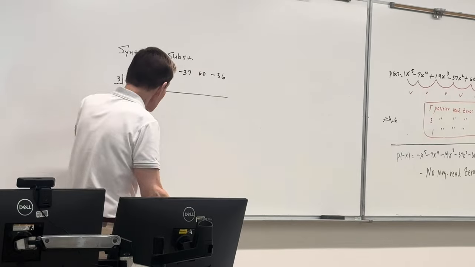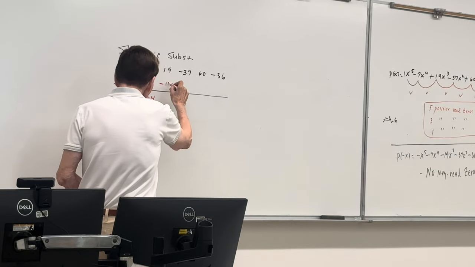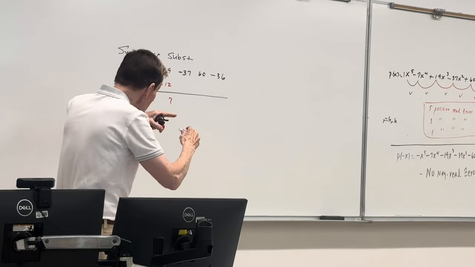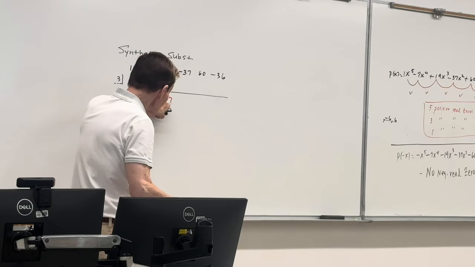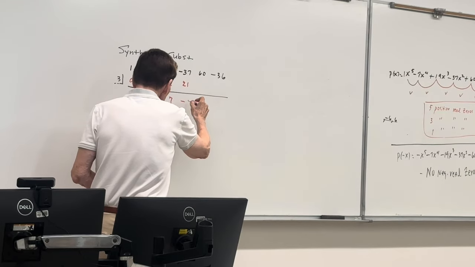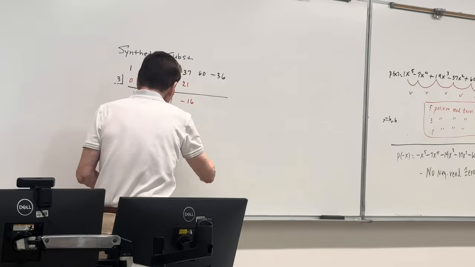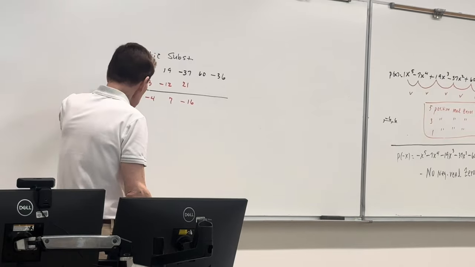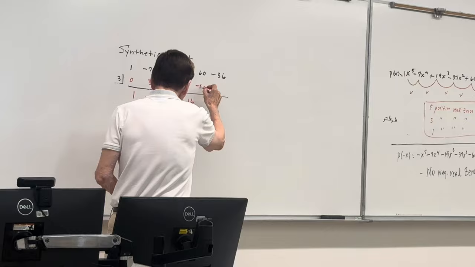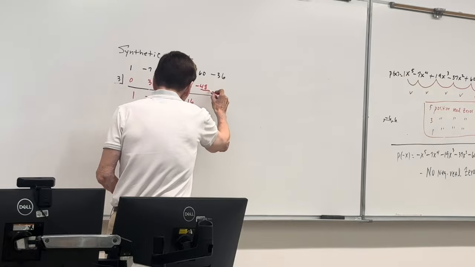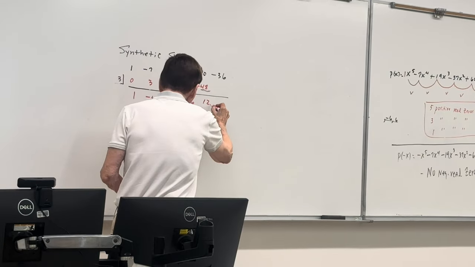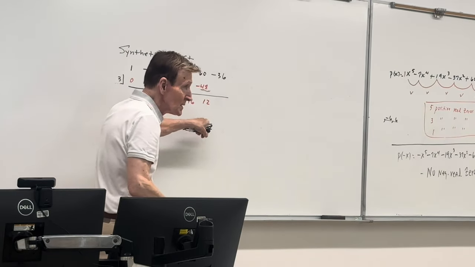To see what goes underneath the third one in this synthetic, you multiply 3 times a negative 4. That gives me a negative 12. You got 7 now. To see what goes underneath the negative 37, 3 times 7, 21. Add them up, negative 16. Okay. 3 times a negative 16, negative 48, that goes here. Add them up, you get 12. 3 times 12 is 36.